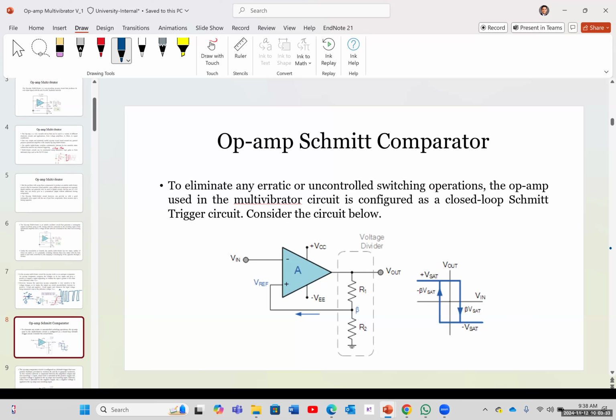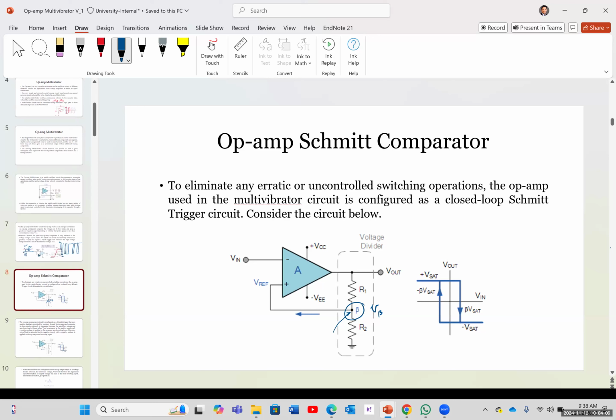Sorry, I was distracted for a second. So the only difference between this and the previous one is that in this one, we have a V reference whose voltage is greater than 0 volts. In the previous one, V reference was connected to the ground. Now we have a V reference, which is equal to this V beta, the voltage here. Can you tell me what this voltage is? How can I calculate it? Again, here, V reference is equal to V beta.